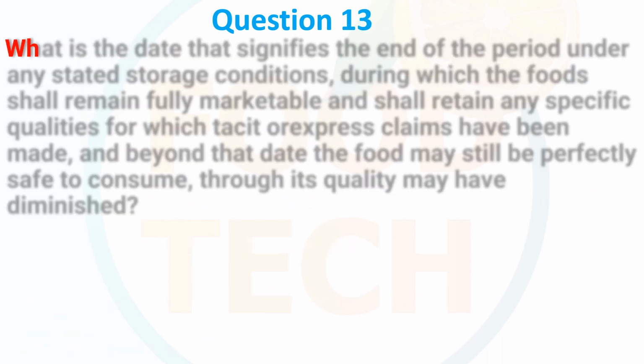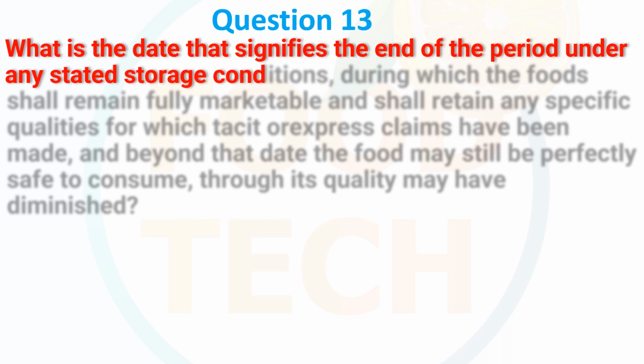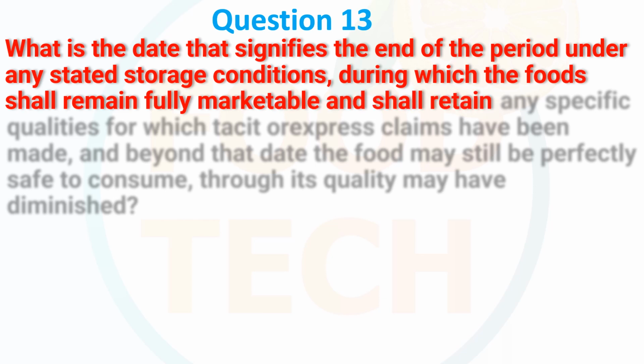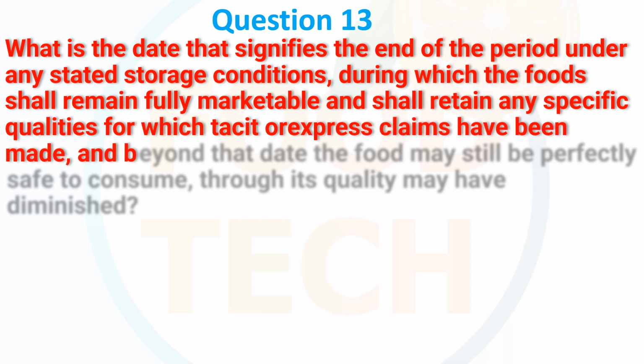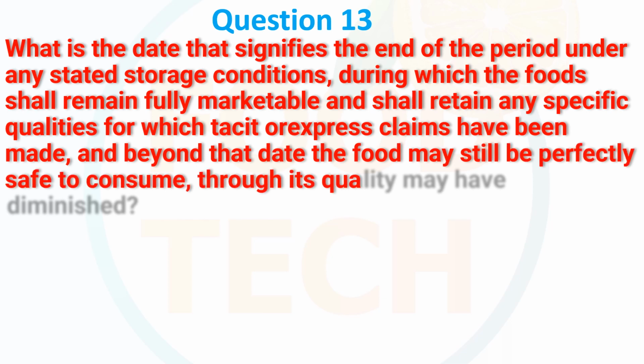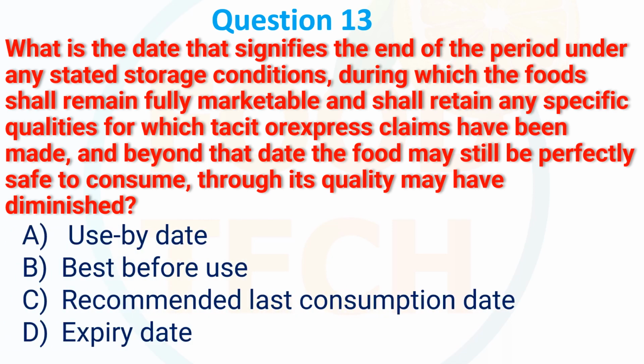What is the date that signifies the end of the period, under any stated storage conditions, during which the food shall remain fully marketable and shall retain any specific qualities for which tacit or express claims have been made? Beyond that date, the food may still be perfectly safe to consume, though its quality may have diminished. A. Use by date, B. Best before use, C. Recommended last consumption date, D. Expiry date. The answer is best before use.